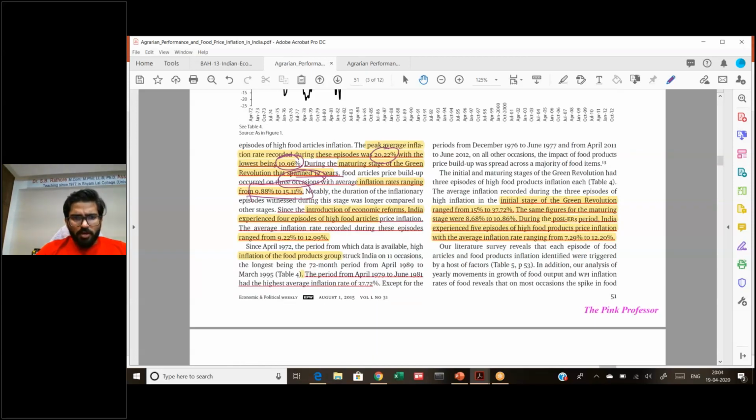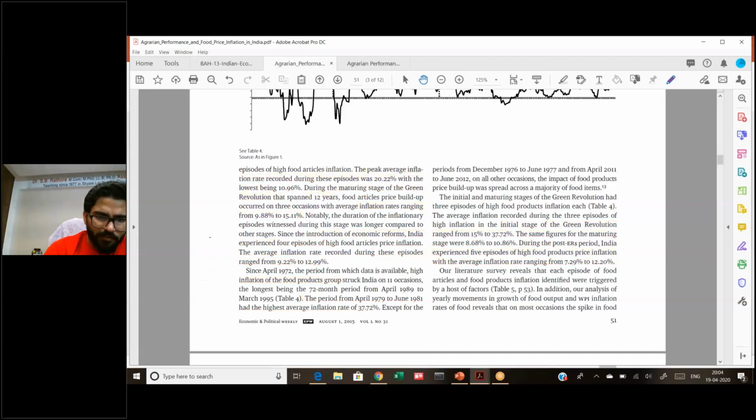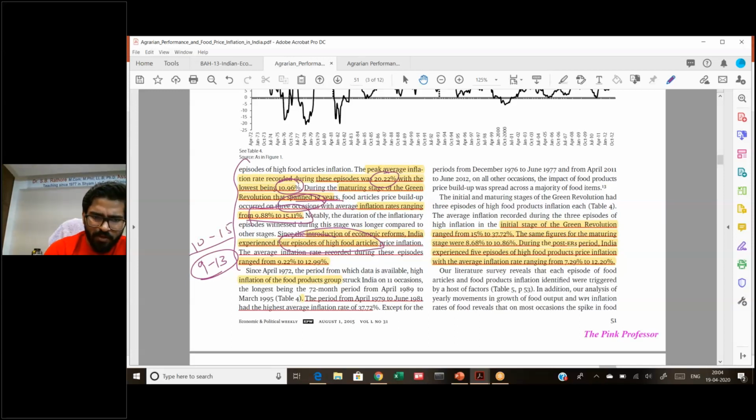Whereas after economic reform, we see four phases of high inflation in the country, and the inflation ranges from 9% to 12%. So what we are trying to see is that the range of high inflation is just 9 to 13 in the last phase, whereas in all other phases, for example in the maturing phase, it's from 10 to 15%, if you can remember this figure, and in the initial phase, it's from 10% or 11% to 20%.